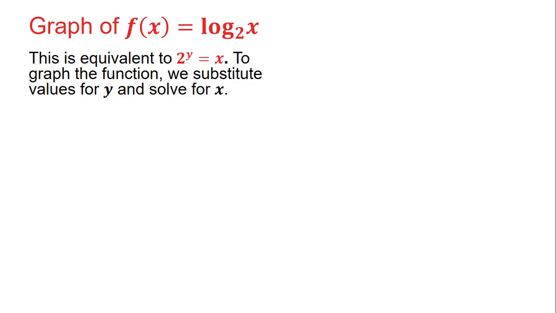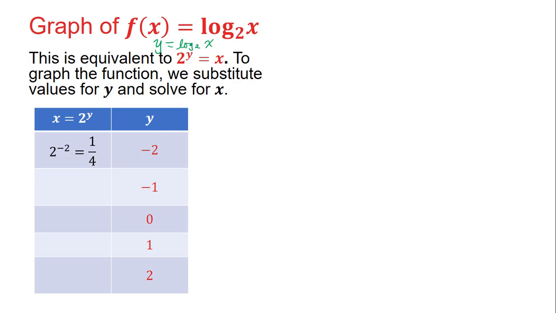Well, this is nothing more than y equals log to the base 2 of x, but this is equivalent to the exponential form of 2 to the y equals x. So to graph the function, we will substitute values for y and solve for x. So I have a table, and we're going to let y have the values -2, -1, 0, 1, and 2.